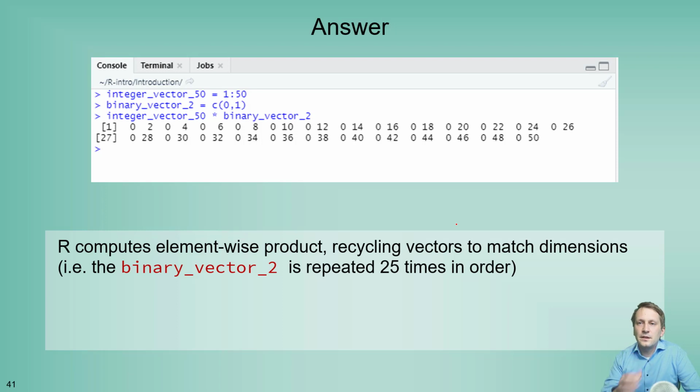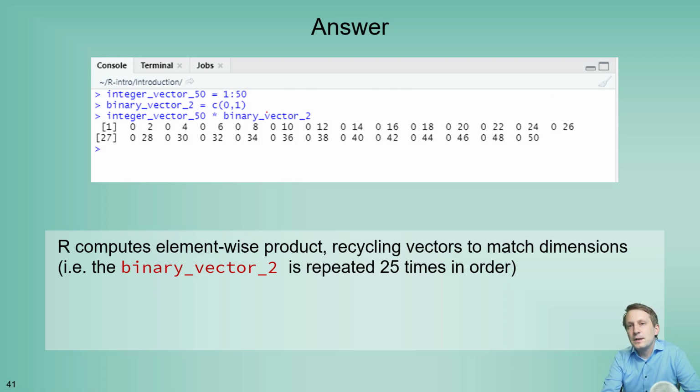So this is how you set this up. 1:50 creates this sequence from 1 to 50. Then we create the binary vector, and when we multiply it, you see that every other element, starting with the first one, is 0. So what is actually happening here?